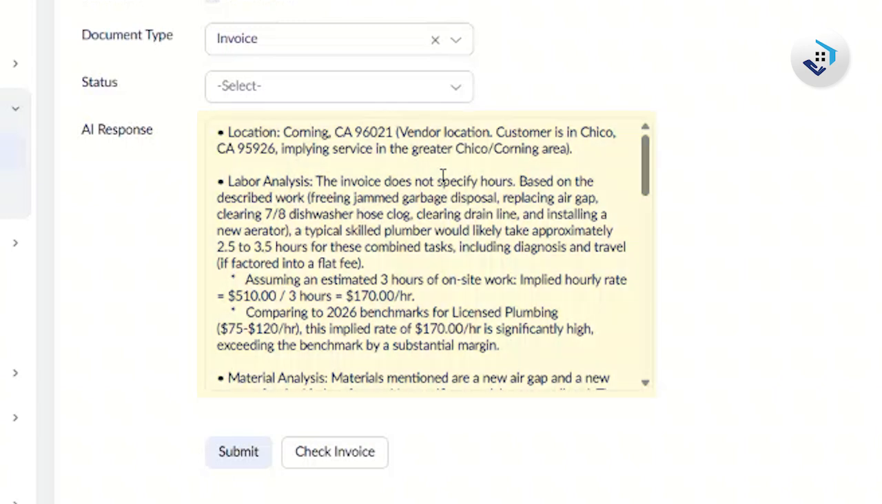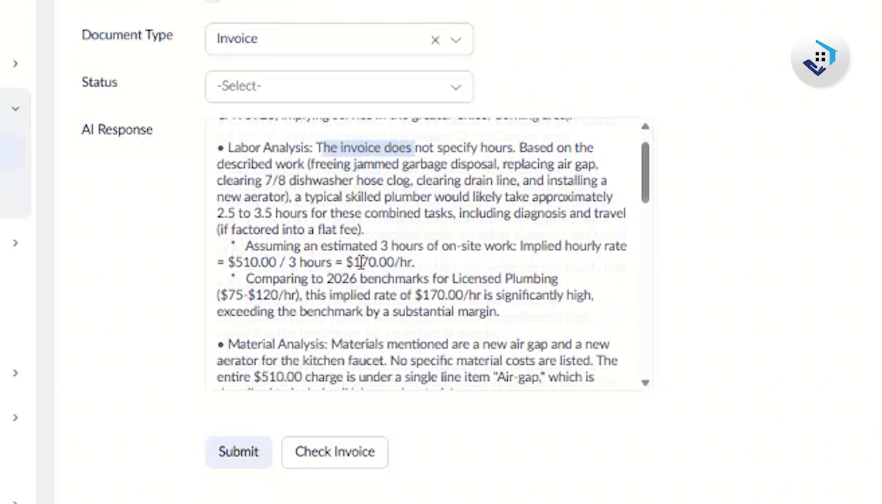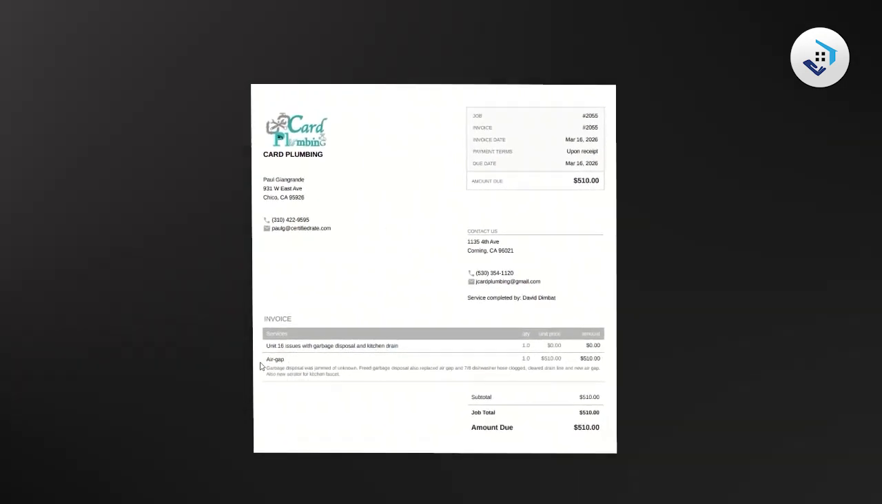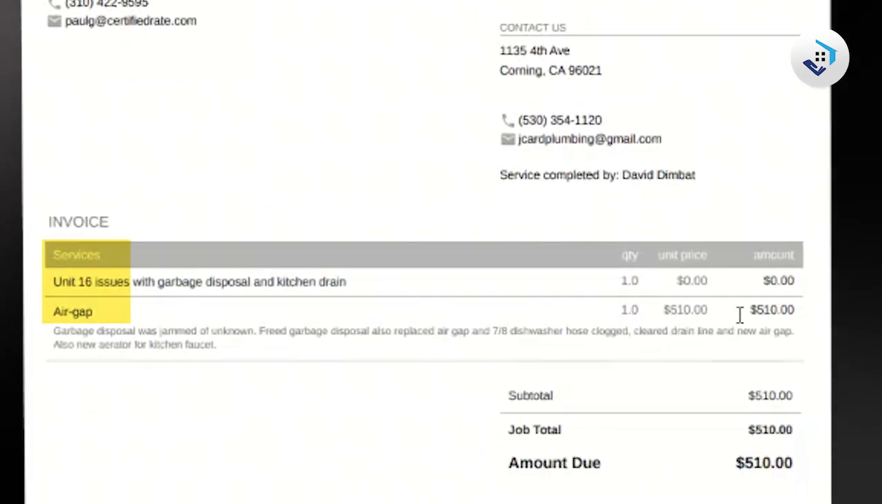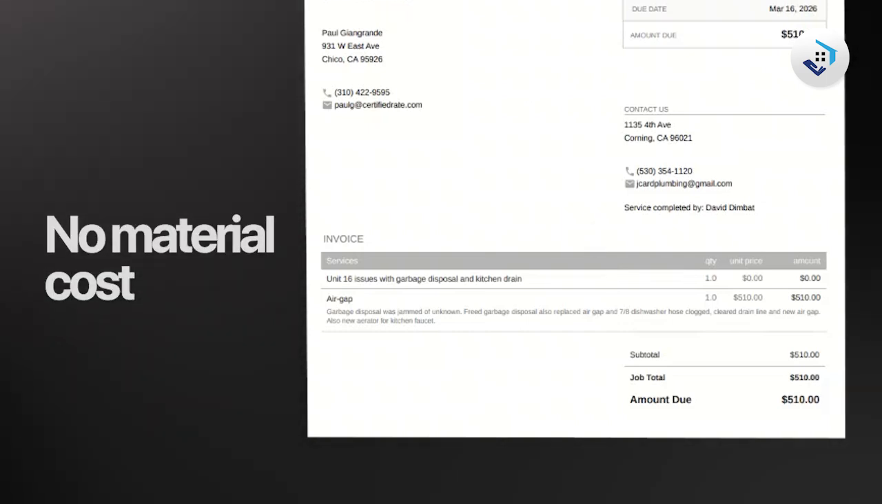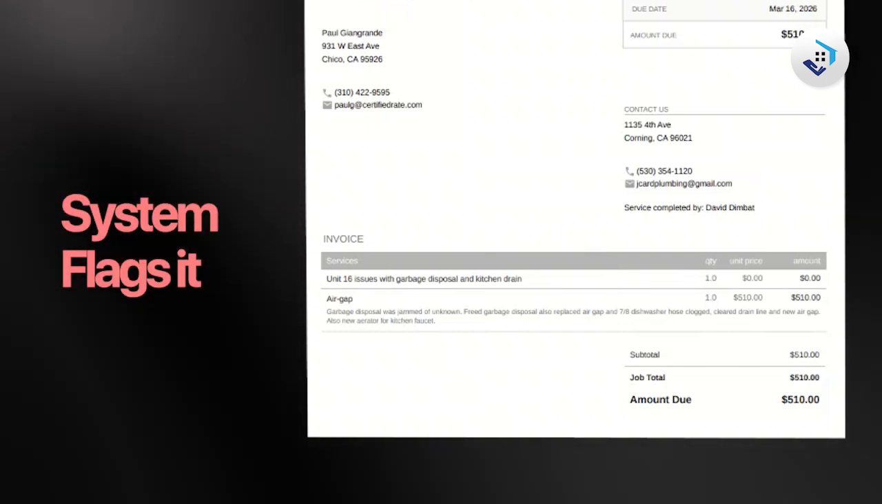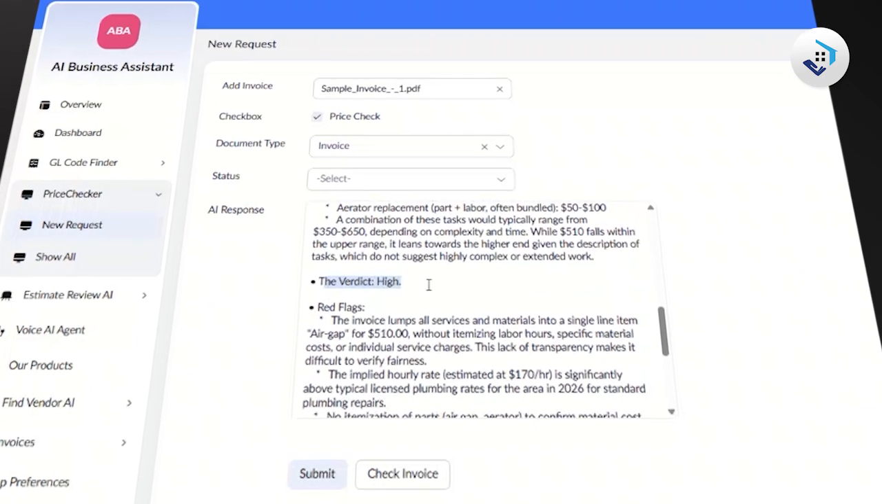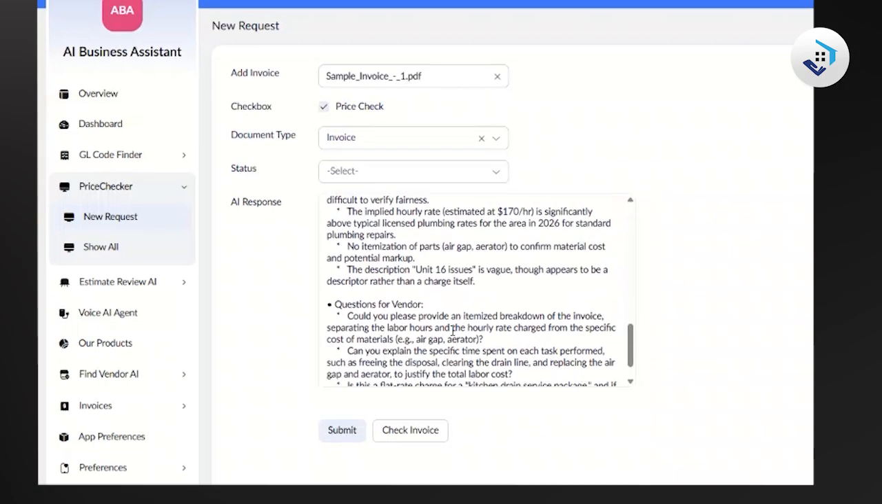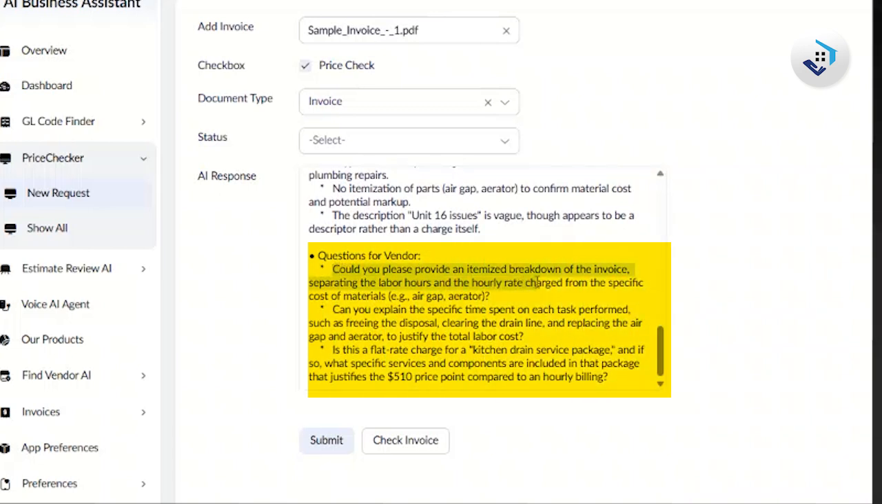It tries to break things down: labor, materials, and overall pricing, if that information is available. For example, in the kitchen repair invoice, there's no clear breakdown. It just says $510. No details on labor, no material cost. So the system flags that. It tells you, here's the market comparison, but there's missing information. It also suggests questions you should ask the vendor, like asking for a proper breakdown.